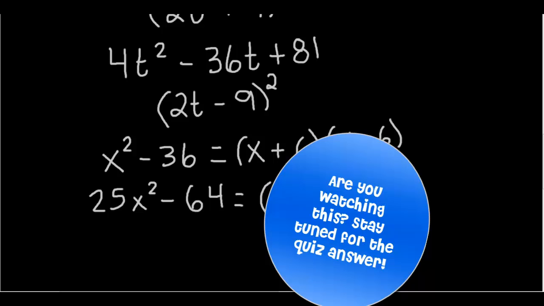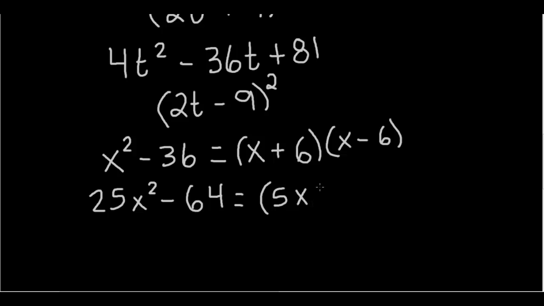Okay, the answer is 5x plus 8 times 5x minus 8. Why? Because the square root of 25x squared is 5x. The square root of 64 is 8.